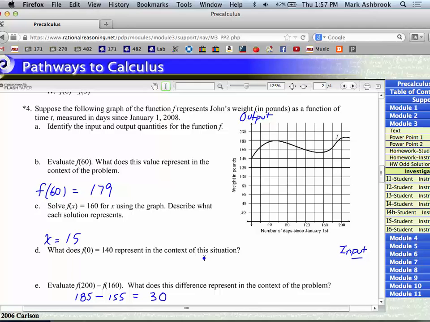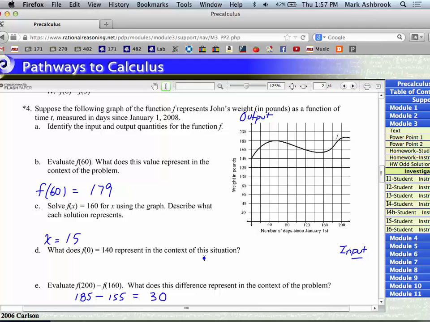Here we're seeing it as a graph, right? So here we're showing a function as a graph. And when you graph a function, the input quantity goes on the horizontal axis, and the output quantity on the vertical axis. Okay, so our input, this first question, input is the number of days since January 1st. Output is the weight in pounds.